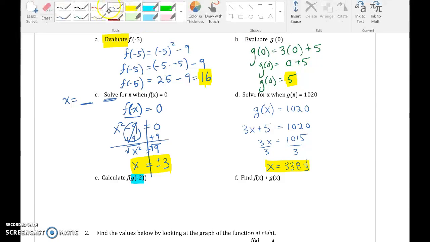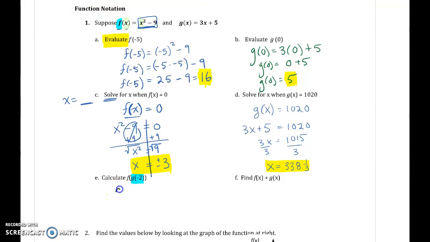So let's pull my pen. That's all we're going to do first. We take our function, 3 times the input plus 5. We get our output. 3 times -2 is -6, plus 5, and then this gives us -1. So g with an input of -2 is equal to -1.